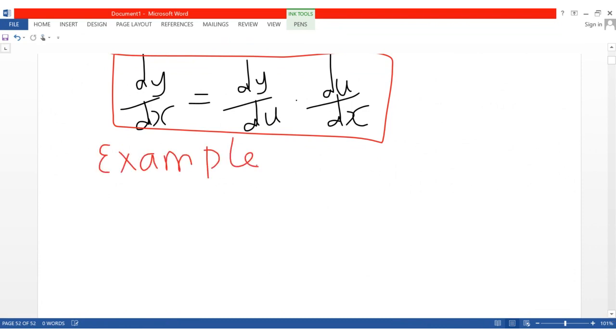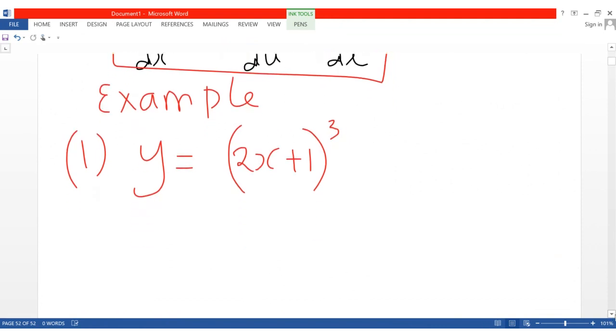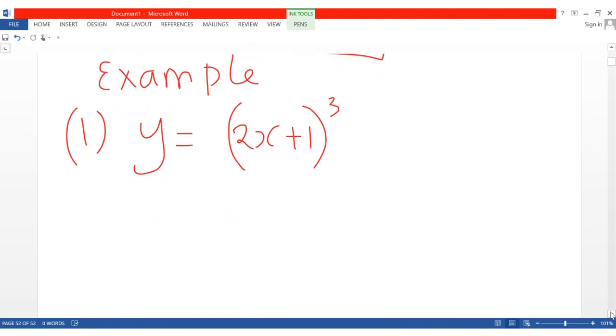So let's say you are given y is equals to 2x plus 1 raised to power 3. So you see that function, there's a way you can still differentiate it by expanding, using binomial expansion, but it is a bit tedious to expand that one. Very tedious. So this is one of the applications of chain rule.